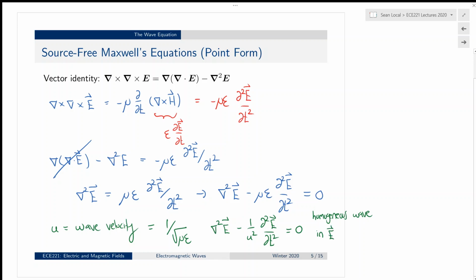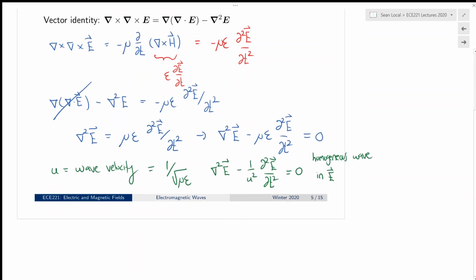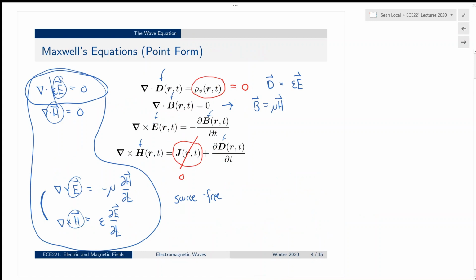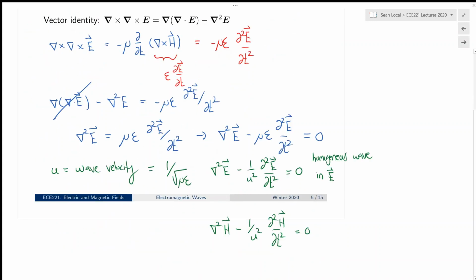And we could actually repeat this exact same procedure, but for the magnetic field. We could take the curl of curl H, and then rewrite the right-hand side using the other curl relation, this time using the curl E relation. And we could arrive at a basically identical equation for the magnetic field H, which is also a homogeneous wave equation, but this time for the magnetic field. So now we've transformed our two coupled curl E and curl H equations into two decoupled equations for E and H, these so-called wave equations.